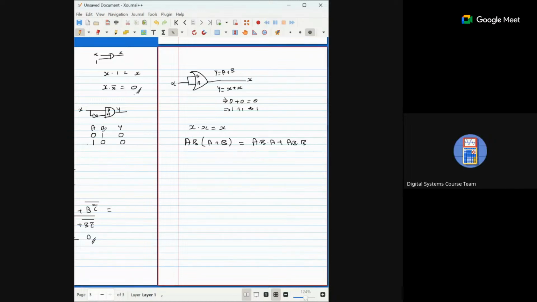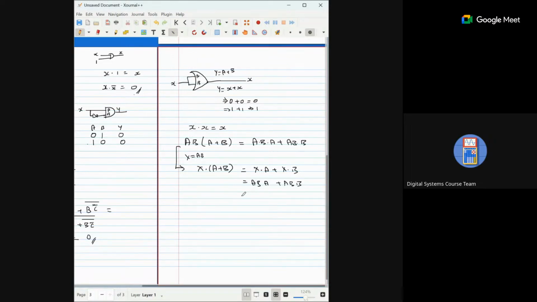Why so? If you want to understand exactly, let's assume that X equal to AB. Then I can write the above expression as X dot of A plus B. Is it okay? According to the distributive law, how can you write it? This is equal to X dot A plus X dot B, where X is nothing but AB, which is already defined. So AB A plus AB B. Is it okay?